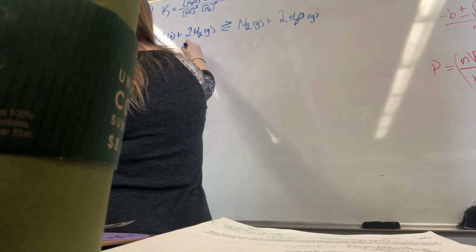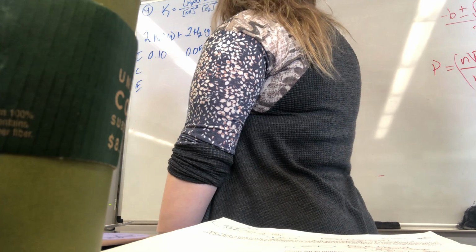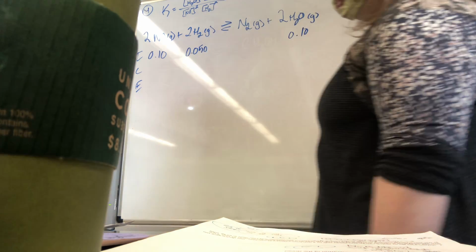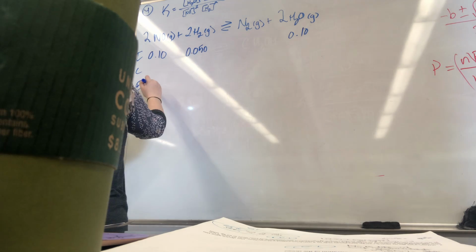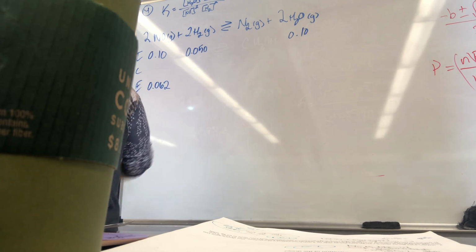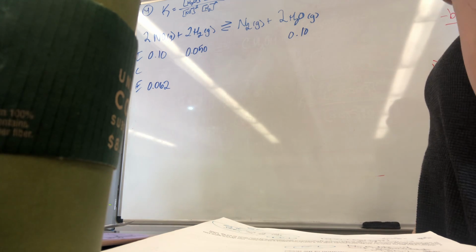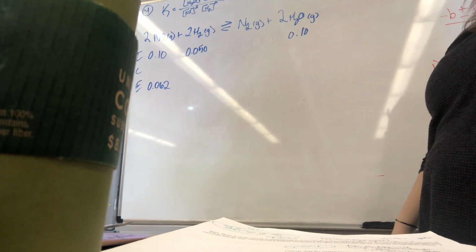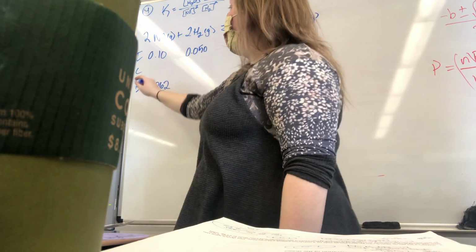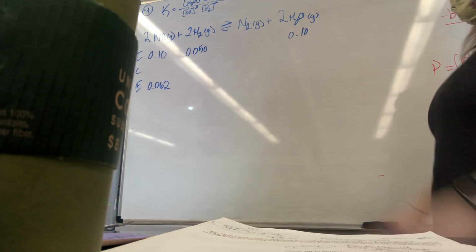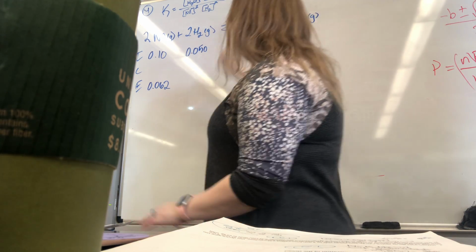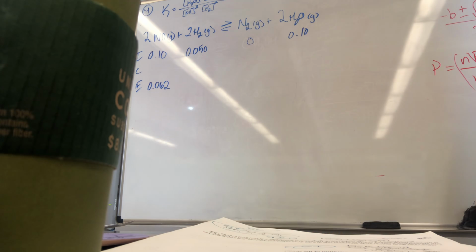Sorry, 0.05 moles of this, and 0.1 moles of this. Then we're told the equilibrium concentration of NO is 0.062. My goal is to calculate the equilibrium concentrations of everything else for part A, right? So we want to figure out what all these values are going to be. Am I going to need change values here? We weren't told this one, so we're just assuming it's 0, right?